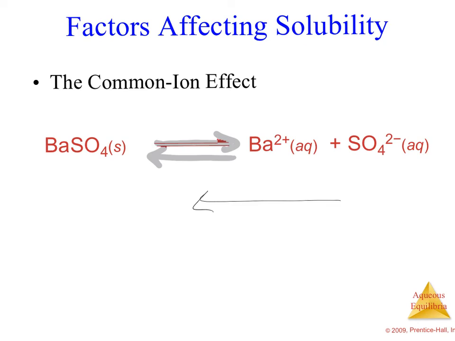So shifting left makes BaSO4 solid precipitate more, or precipitate more out of solution. So we're going to see how the common ion effect affects solubility. And we'll look at that on the next slide.